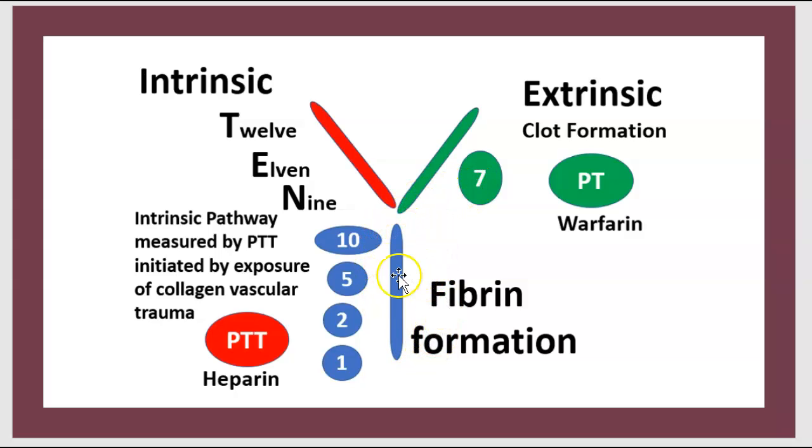The factors implied in the common pathway: 2, 5, 10, and 1. The rest of the factors belong to the intrinsic pathway. I repeat: extrinsic pathway, only 7. Common pathway, 2, 5, 10, and 1. Intrinsic pathway, the rest of the factors. Remember 10: the 1 stands for 12, the 0... E stands for 11, and N stands for 9. There is the 8 we are missing here.